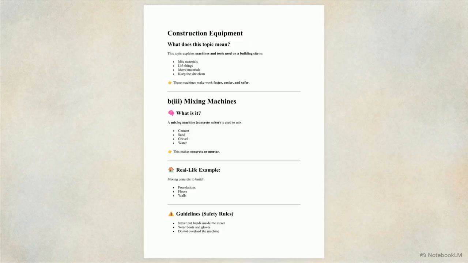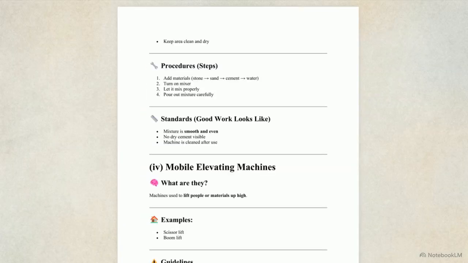This is a breakdown of M for mixing machines. These machines combine raw materials into concrete used to build foundations, floors, and walls. You need 4 distinct inputs: cement, sand, gravel, and water. You must add these materials into the active mixer in a strict sequence. Step 1 is always stone, followed by sand, then cement, and finally water. Doing this out of order results in a clumpy, unusable batch.